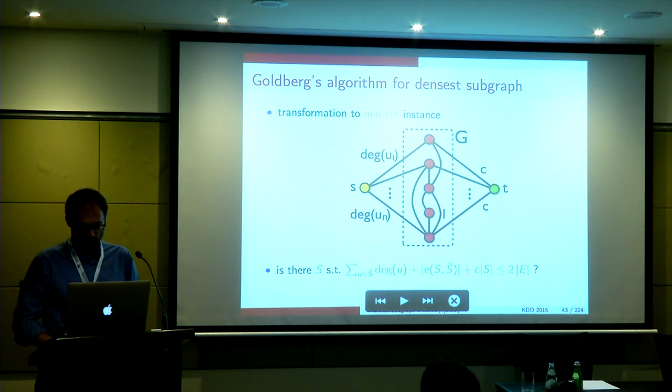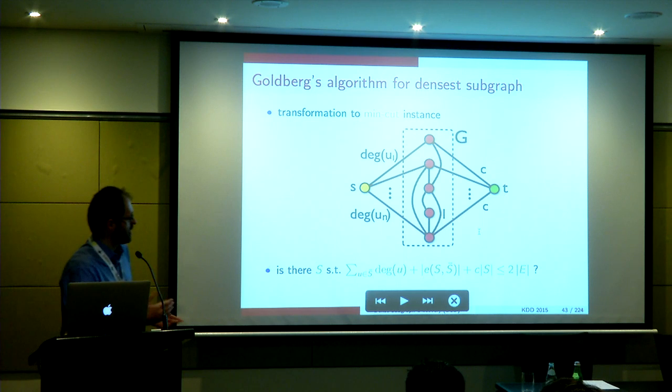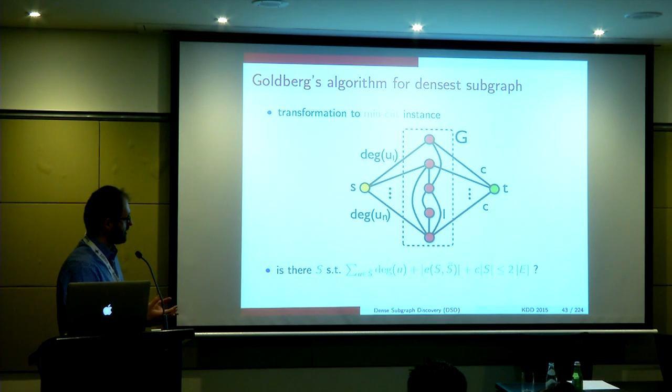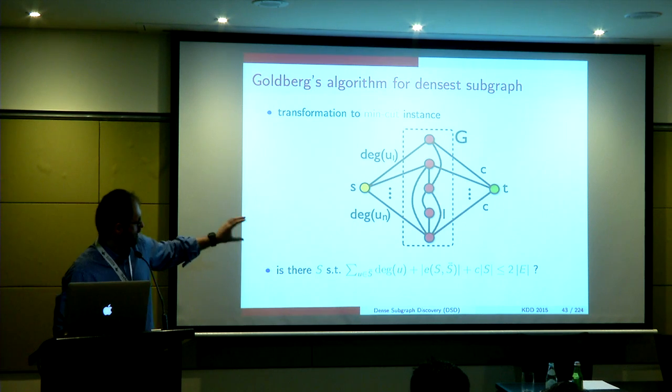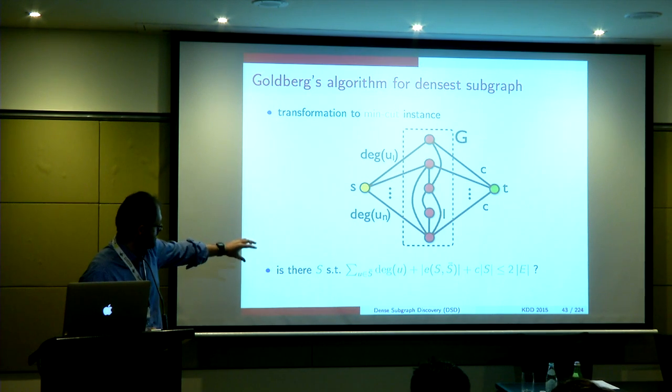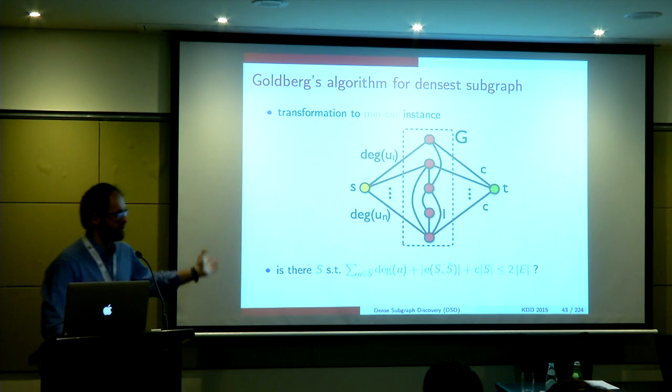So I will put here a 2 on the second edge here, and so on. So here I put the degree as capacity. Here the capacity is C. C is a parameter, the value that I want to see if there is a subgraph that has density at least C. Okay? So this is my transformation. And now I want to ask this question: is there a set S for which this kind of inequality is satisfied?